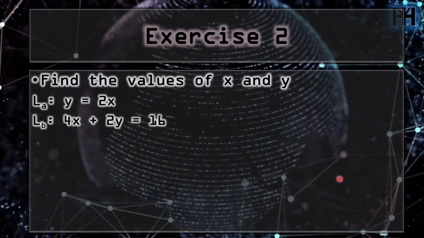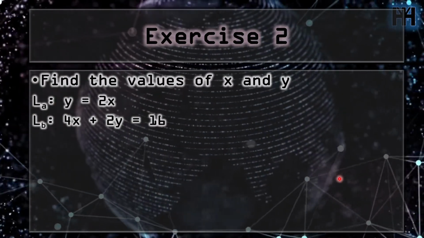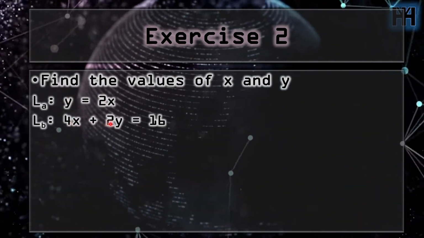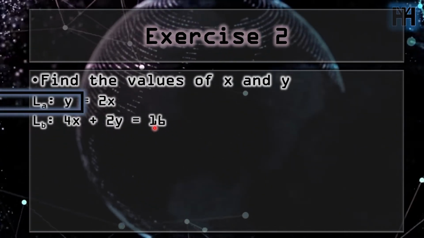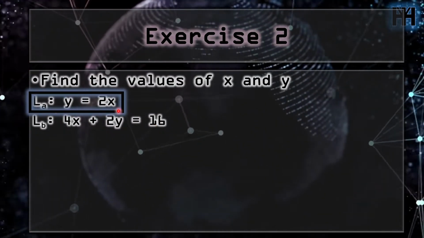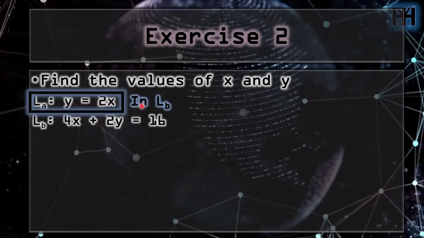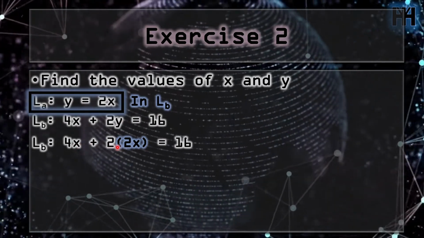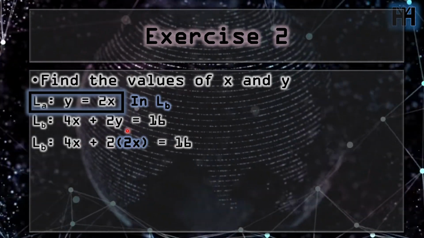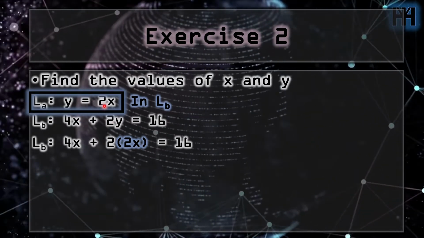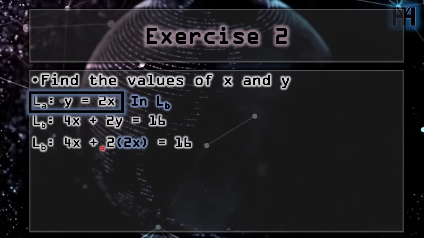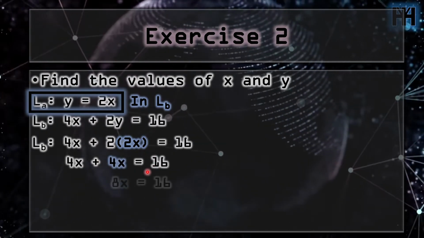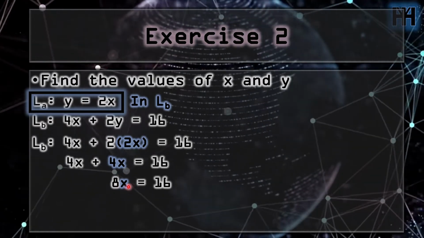Okay, exercise 2. Find the value of x and y. We have it here, LA, y equal to 2x, and we have 4x plus 2y equals 16. So we can take the y equal to 2x and apply it in LB. So we have 4x plus 2 times 2x equals 16. Take the value of y, which is 2x, instead of y. So we have 4x plus 4x equals 16. So it will be 8x equals 16.